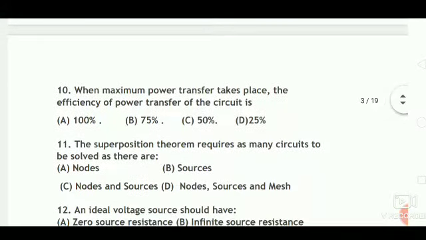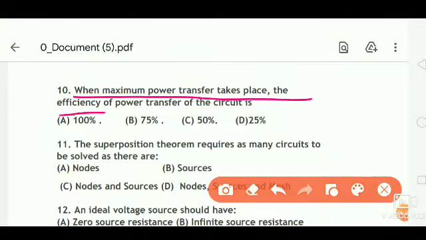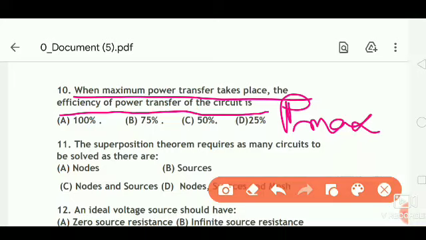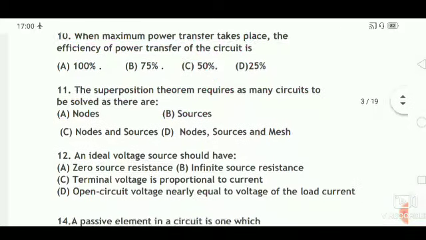So the next question is, when the maximum power transfer takes place, the efficiency of the power transfer of the circuit is. When we get the power transfer P max, the efficiency of the circuit is half. So here we get 50% efficiency. So option C is the right answer.